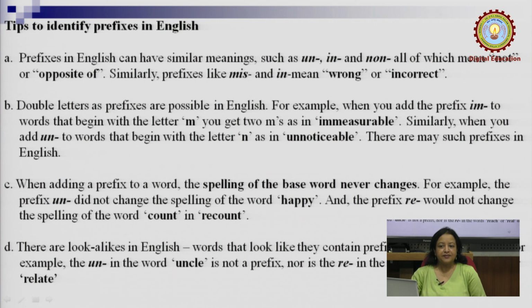Second, double letters as prefixes are possible in English. For example, when you add the prefix im to words that begin with the letter m, you get two m's as in immeasurable. Similarly, when you add un to words that begin with the letter n as in unnoticeable. There are many such prefixes in English.